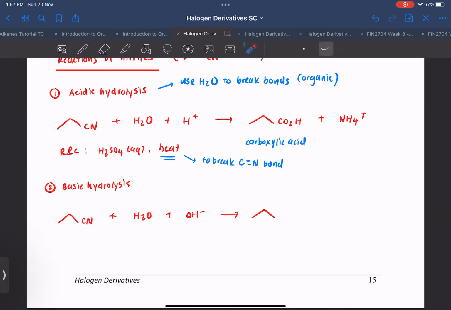A base. If you take the acid and you react with base, you'll get a salt. So you're going to get yourself CO2 minus. This is no longer called carboxylic acid. This is called a carboxylate salt. Of course, they are the same functional group, but call that carboxylate salt from now on. Can you guess what's the second product? Is it NH4+? It should be what? Basic conditions. What will you get instead?